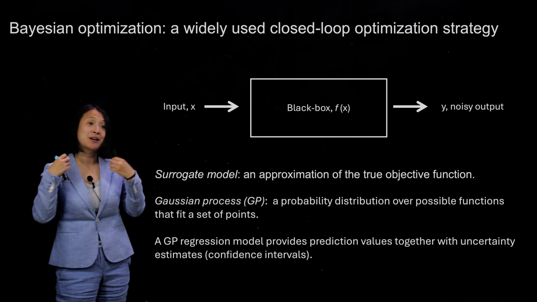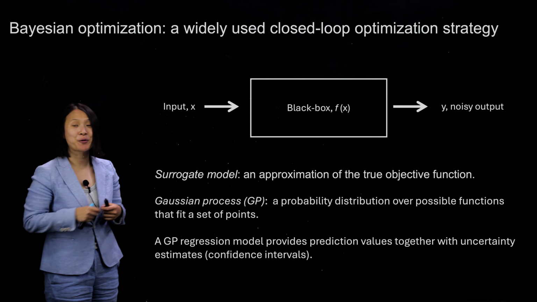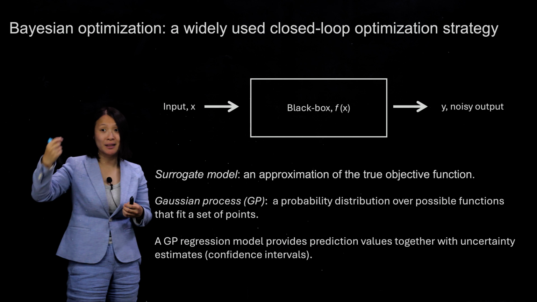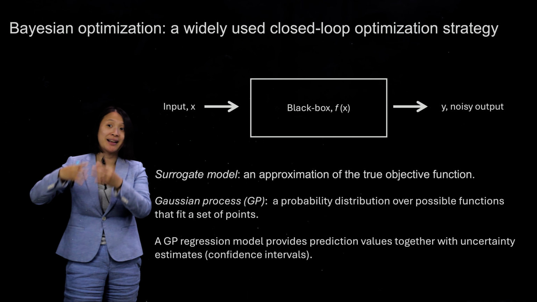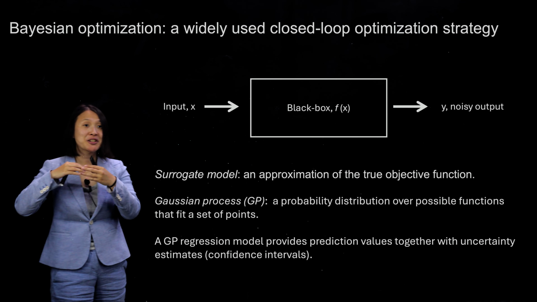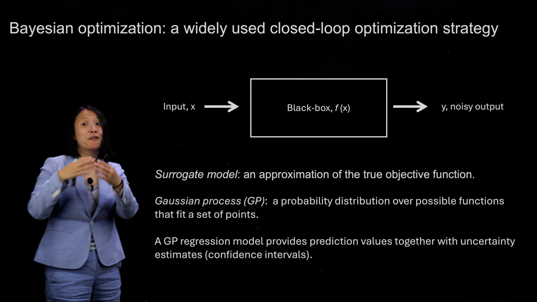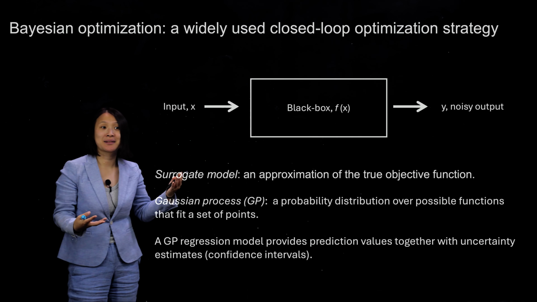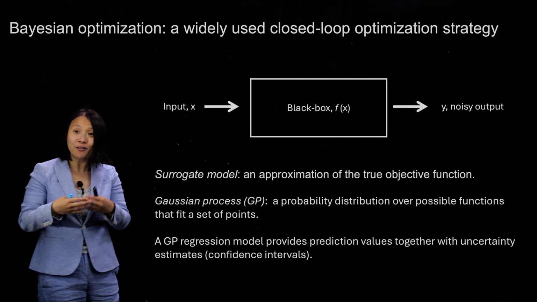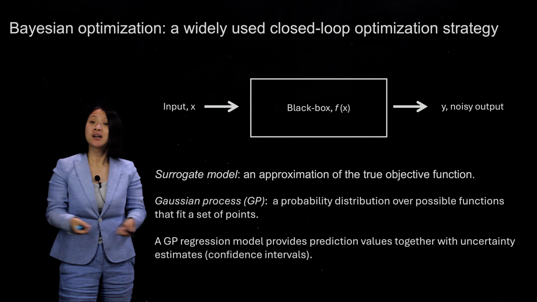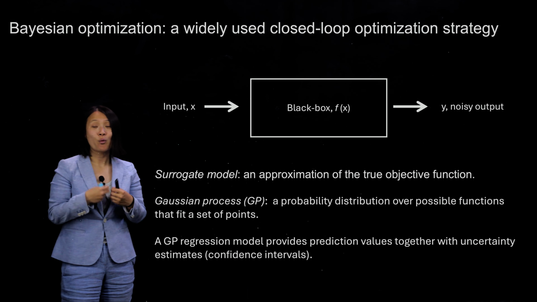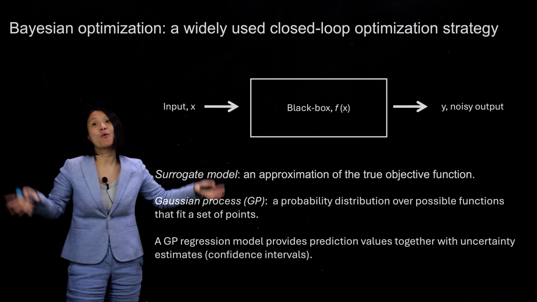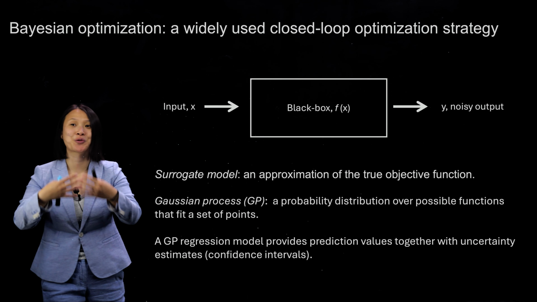And a Gaussian process regression model, or GP regression model for short, provides both the prediction values, which we typically use as a measure of our expectation, what the outcomes are for the experiment we haven't done, and it also gives uncertainty estimates. Sometimes we use confidence intervals to indicate this uncertainty. This is very handy because once we have the predictive means and our uncertainty estimates, we can use this information to design the next round of experiment.